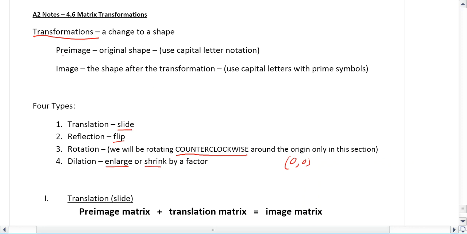When we notate these shapes, the pre-image is defined to be the shape before we make any changes to it. For instance, we could be talking about triangle ABC, and we will be using capital letters for their vertices. After we do the change, we take the pre-image, we do the transformation, and then we get what's called the image. And when we have the image, we use these capital letters with prime symbols. A prime is the change that we made to vertex A to its new location, and likewise B prime and C prime.